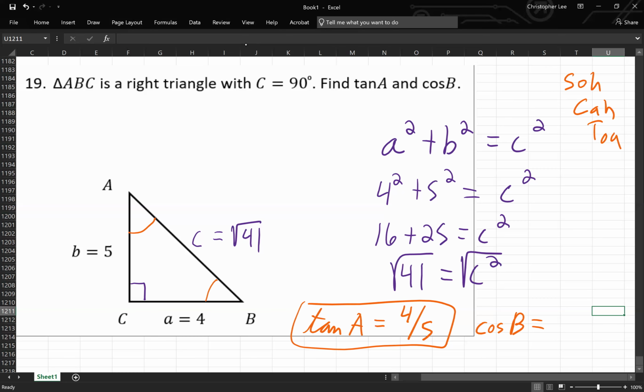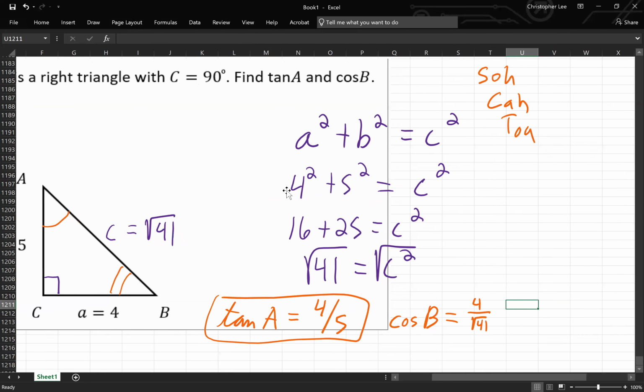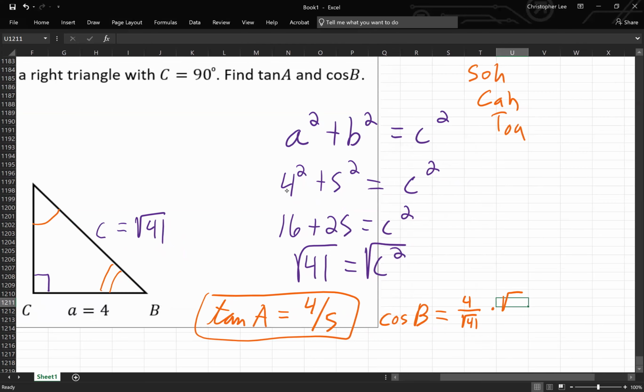So B, I'm here, right? So what is that? Very good, right? So the adjacent over here will be 4 over my hypotenuse, square root 41. But y'all already know it's illegal for me to have radicals in my denominator. So I have to rationalize the denominator. So we're going to multiply by square root 41 over square root 41. So this final answer will be what? 4 square root 41 over 41.